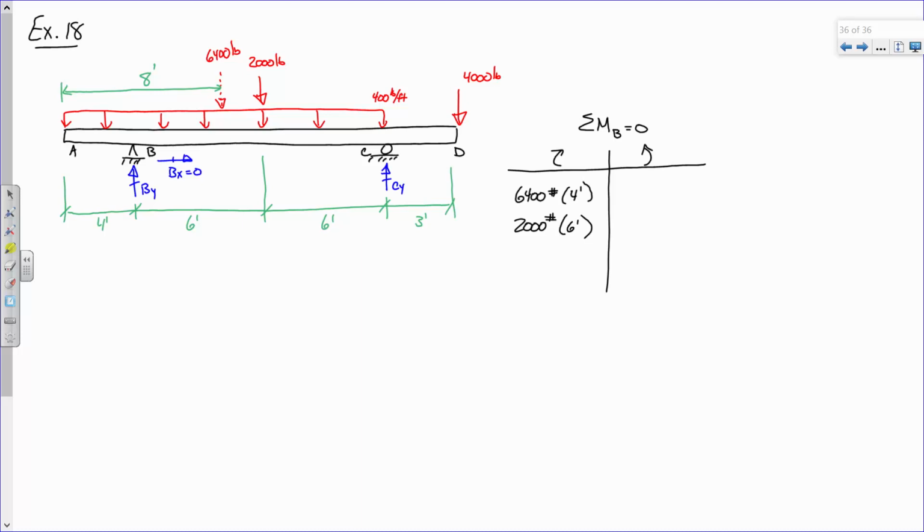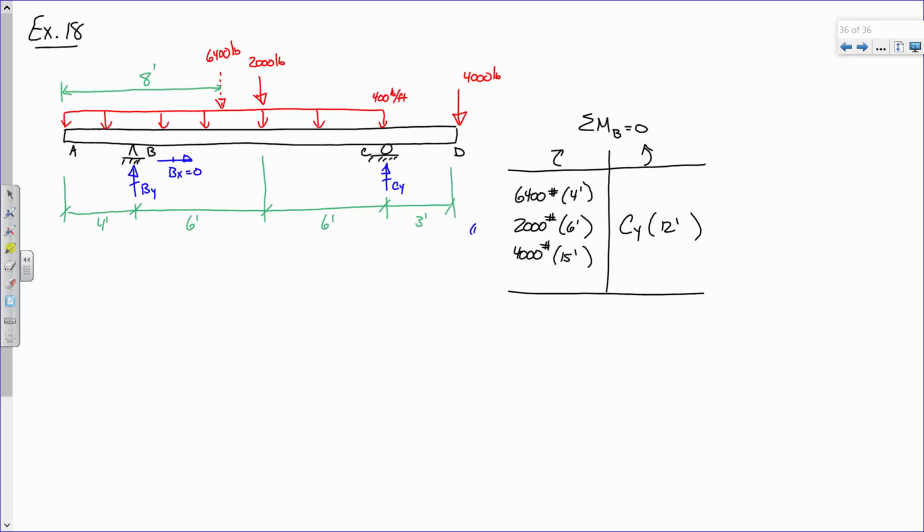6 feet. And then the 4,000 pounds, keep in mind that 4,000 pounds at the very, very end, that causes moment. And how far is that from B? Well, it's 6, 6 is 12, 15, right? Not too bad, right? All right. And then that has to be resisted by CY that has a moment arm of 12 feet. Everybody okay with that?